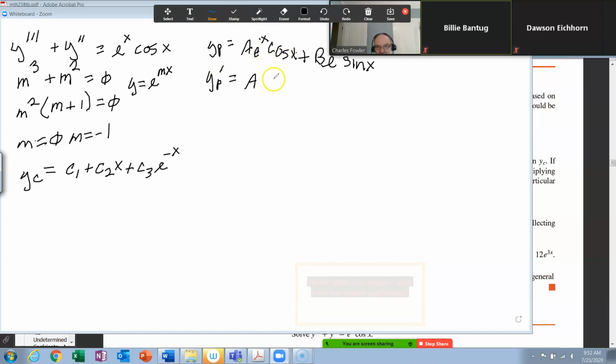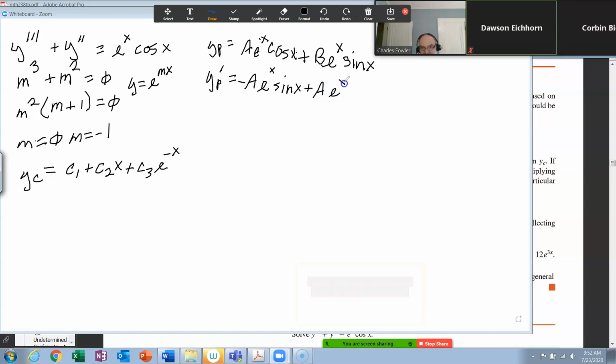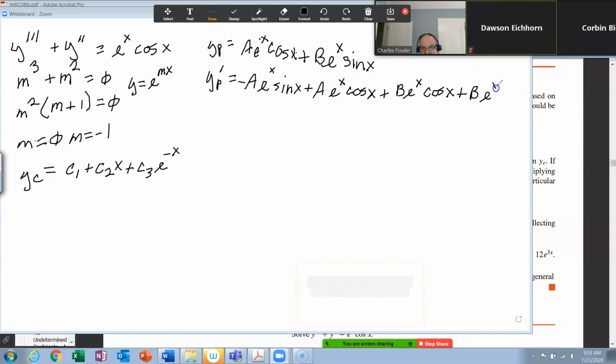Let's go back and do the first derivative of your particular solution here. Well, there's a product rule. It's the first, e to the x, times the derivative of cosine x, which is minus sine x, plus the second times the derivative of the first. That's going to be a e to the x cosine x. We've done the product rule here. Let's do the product rule here. This is plus b e to the x, the first, times the derivative of the second, cosine x, plus b, the derivative of the first times the second, e to the x sine x.